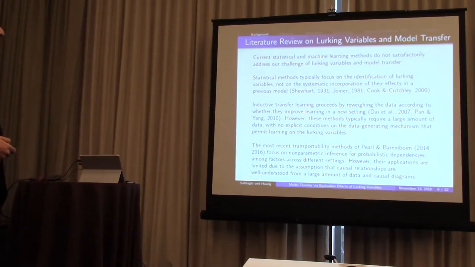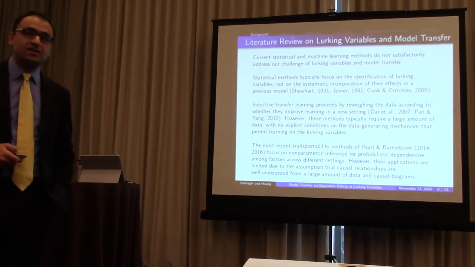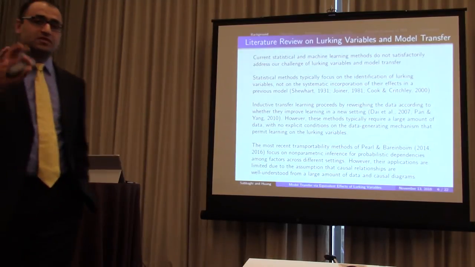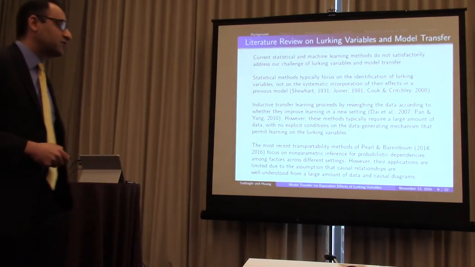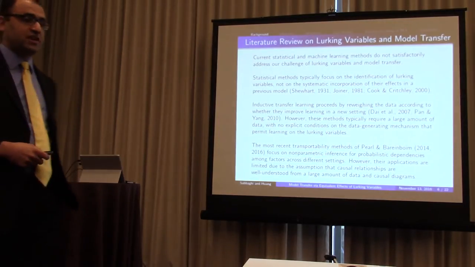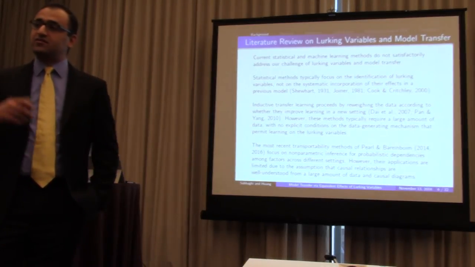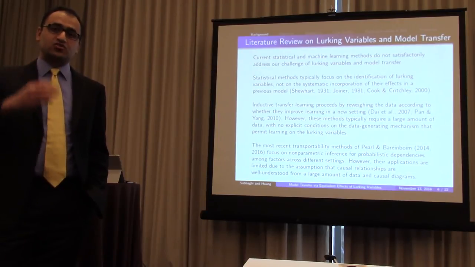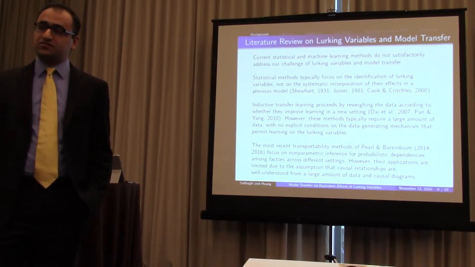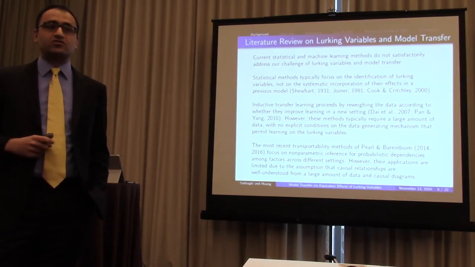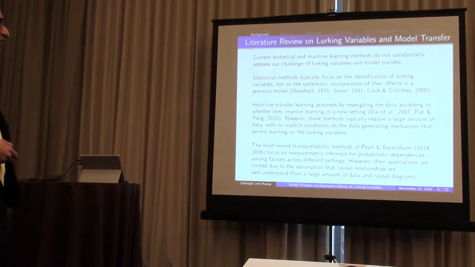And the most recent work on lurking variables and model transfer has been the work on transportability by Judea Pearl and Elias Bareinboim. This work operates under their approach to causal inference, which is based on causal diagrams and the do-calculus of Judea Pearl. But these methods focus primarily on non-parametric inference for probabilistic dependencies between different factors and the response. And what we're focused on for quality control for 3D printing is transferring parametric features of models across different settings of lurking variables, because we view that a parametric model will provide much better quality control in general for these kinds of advanced manufacturing processes.